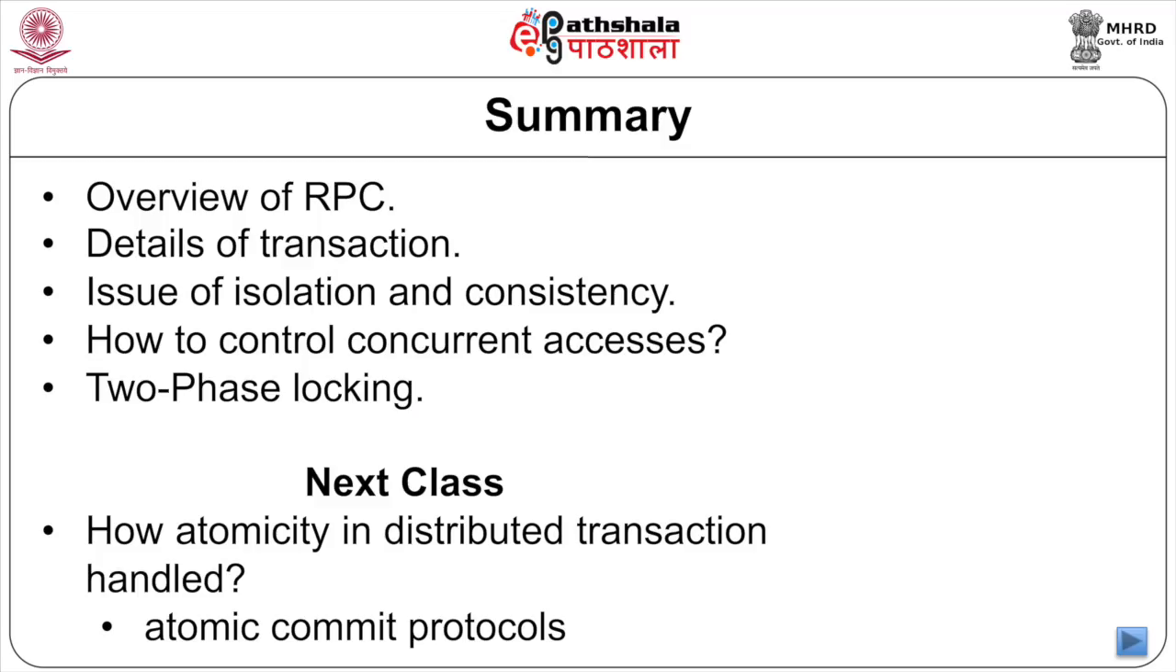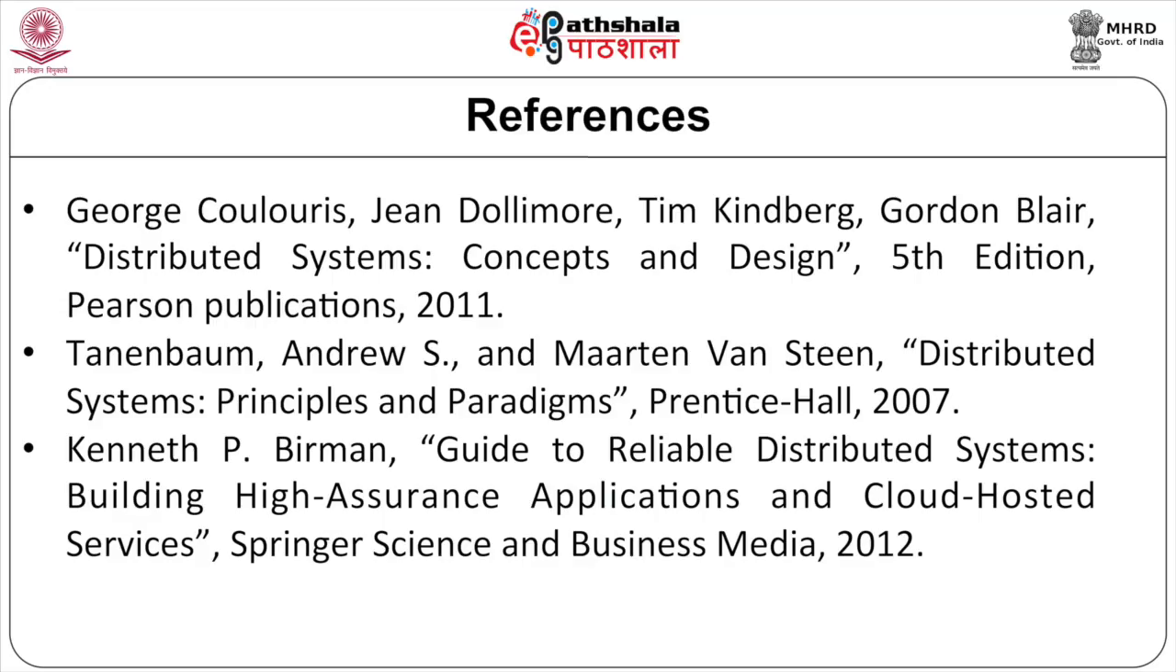In the next class, we left something in this class, which is atomicity. We did not look at how to control concurrent accesses and still maintain atomicity of transactions, and we will see how atomicity is ensured in a distributed transaction, and we will see the atomic commit protocols. In that, we will look at one specific commit protocol called the two-phase commit protocol.